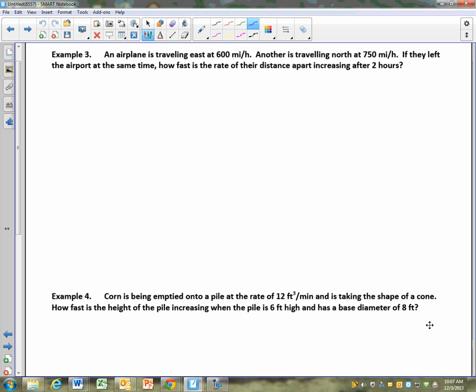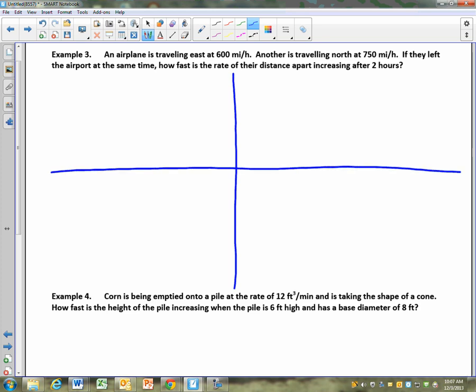We pick up with example 3 on the backside of notes. An airplane is traveling east at 600 miles an hour. Another is traveling north at 750 miles an hour. Gotta draw my picture.